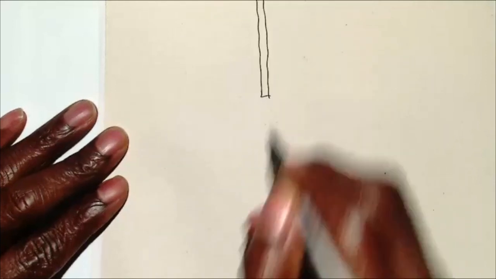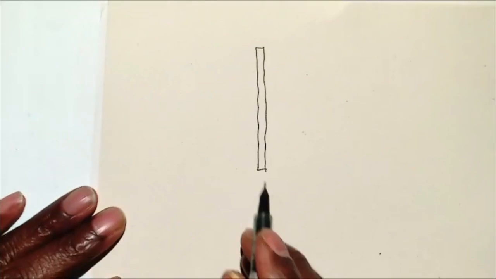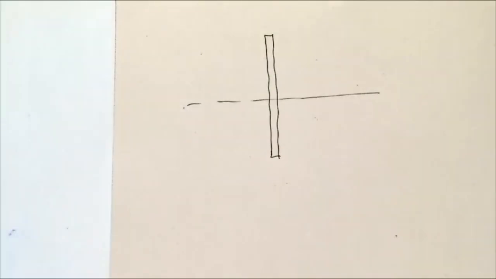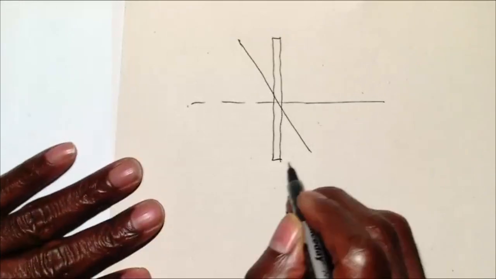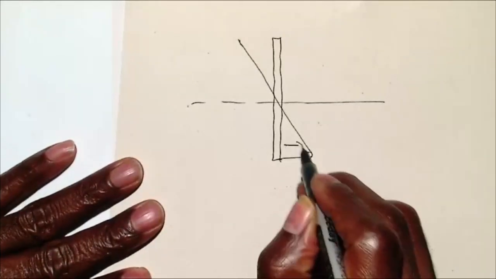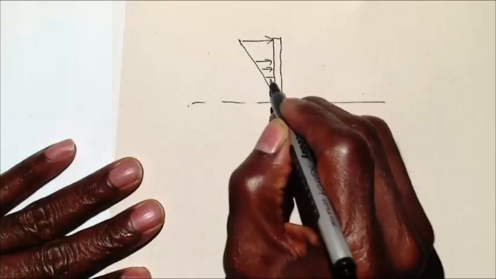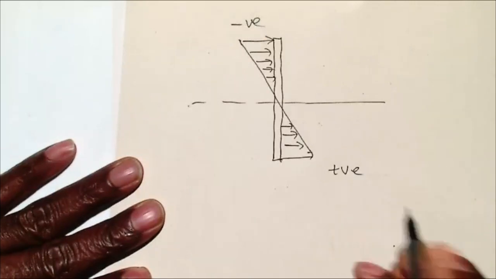Maybe that's better. Right, so we have a cross section, which is like that. The neutral axis is in the middle. So the stress is changing from being tensile to being compression, like that. So that is tensile, that is tensile, that is tensile, that is tensile, that is compression. So that is our stress.